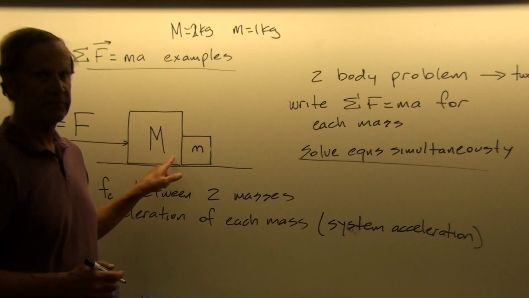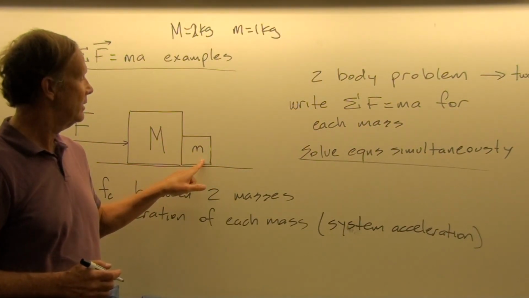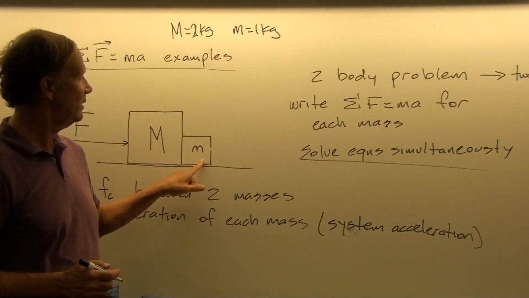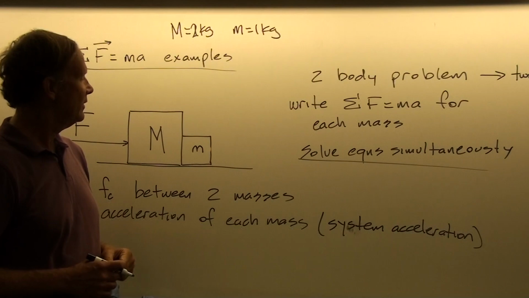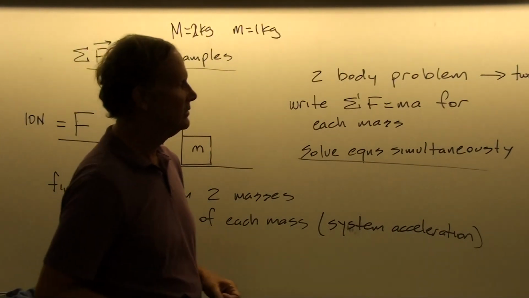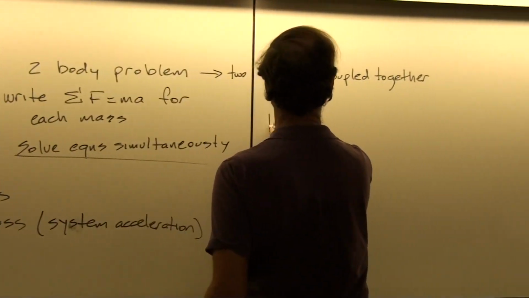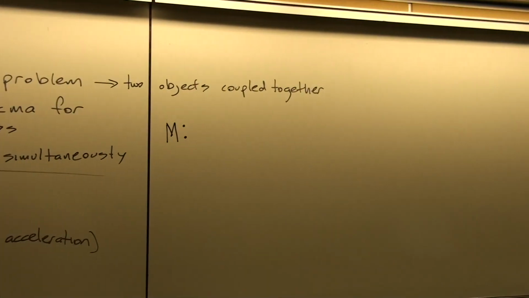One that involves the sum of the forces acting on big M, and the second equation being a free body diagram that contains all of the forces acting on the second mass. So for the first mass, big M, we do the sum of the forces equals mass times acceleration.